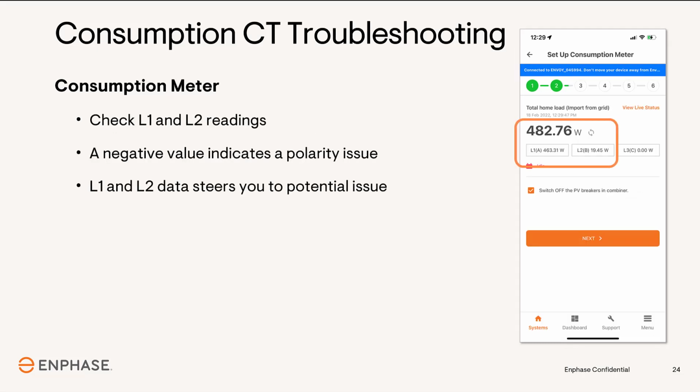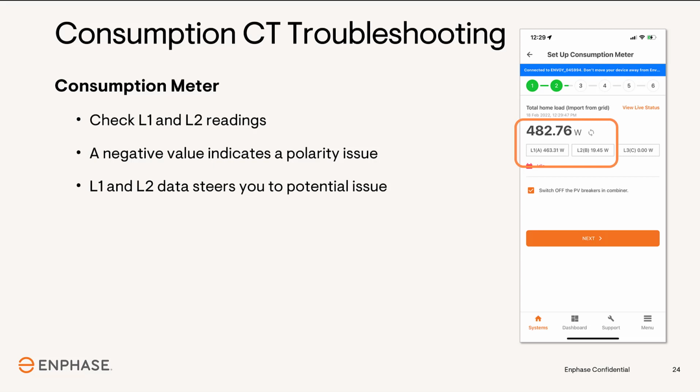Look at your total home load and your L1 and L2 readings. The 482 watts in this image is the calculated wattage from the electrical current that is flowing through the conductors that are routed through the middle of the consumption CTs. Below that are the two individual readings from the CTs that are monitoring the L1 and L2 conductors from the utility. If either of those values are negative, there's only two places where reversed polarity can happen: at the CT sensor or where the CT wires land in the gateway's terminal blocks.